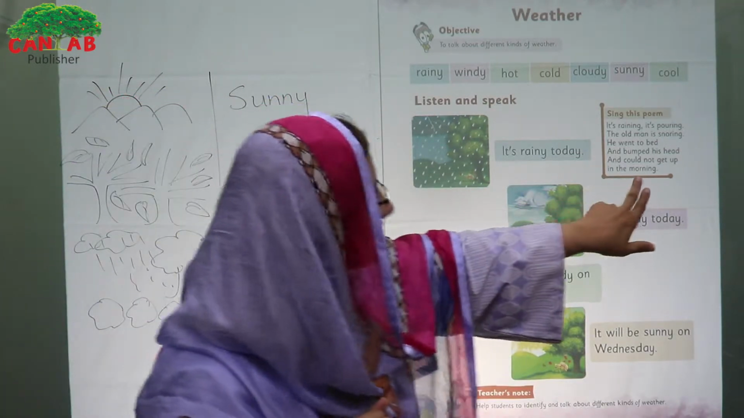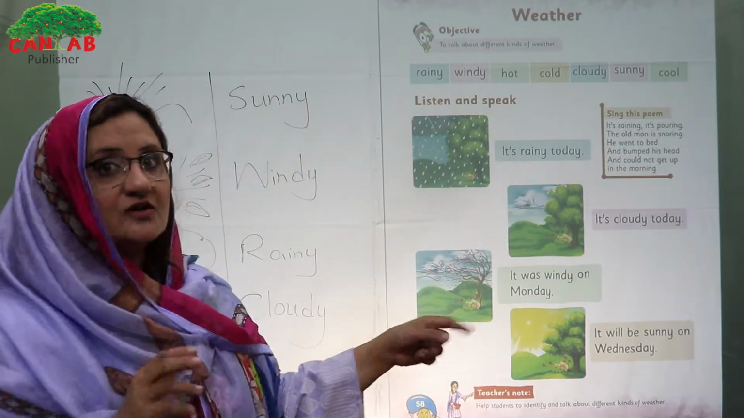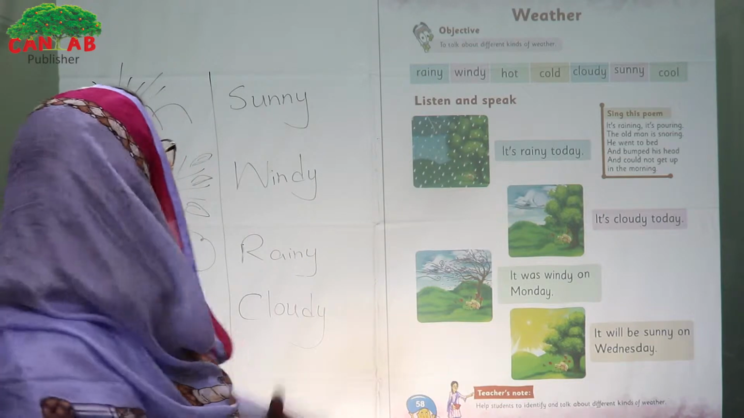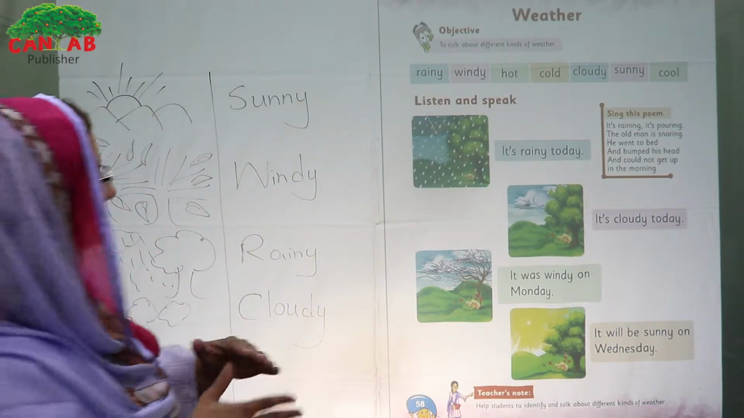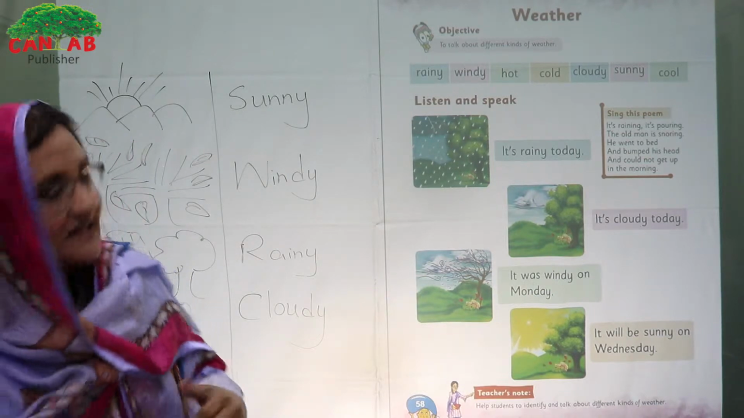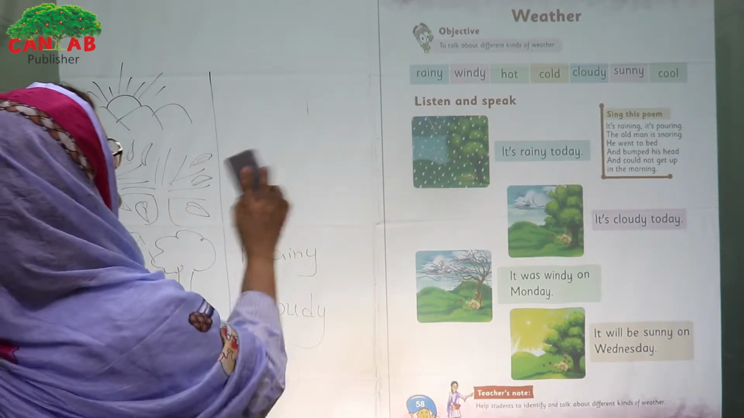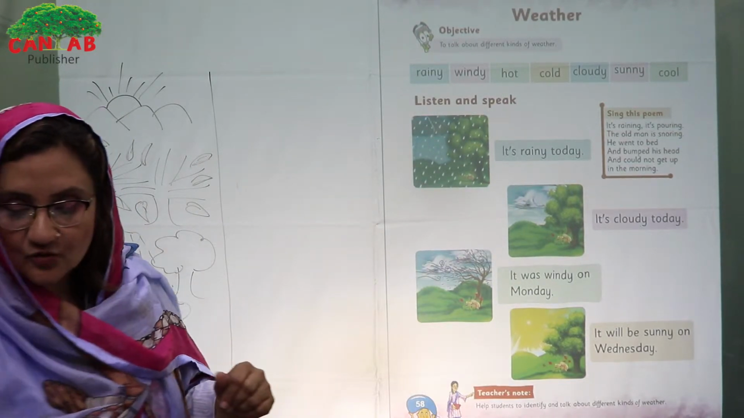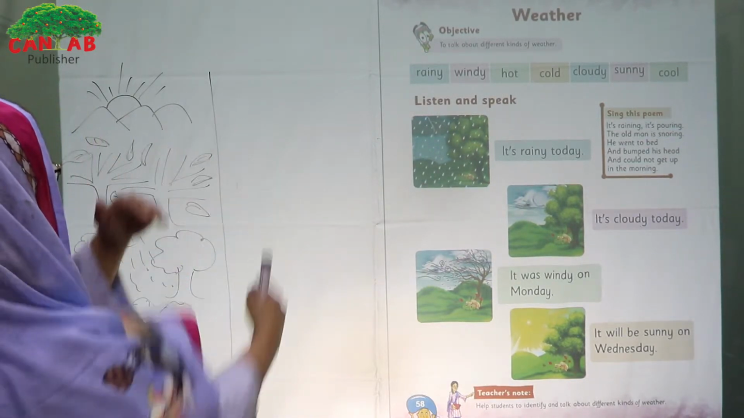The rhyme is given here in the book. This is the page of the book. You can sing this poem with the students. Okay, after doing this activity and focusing on the names and the pictures, you can erase these names. Now, at the first step, you can change the order of the names.